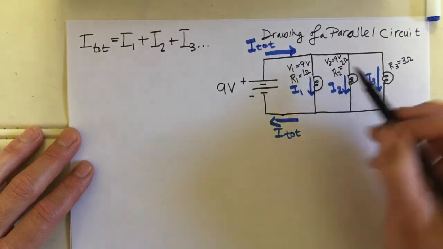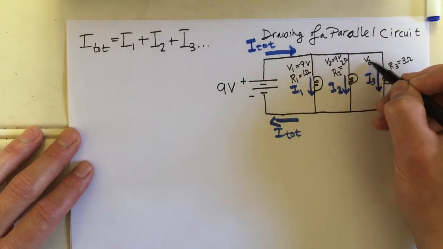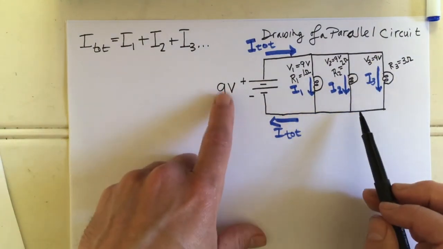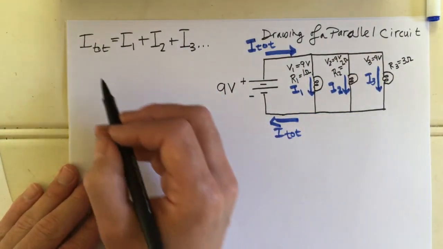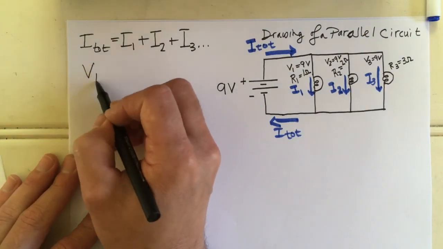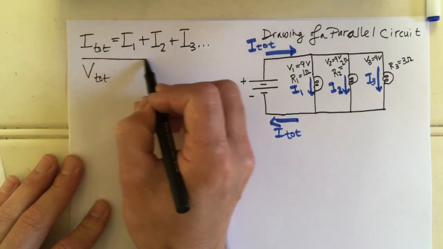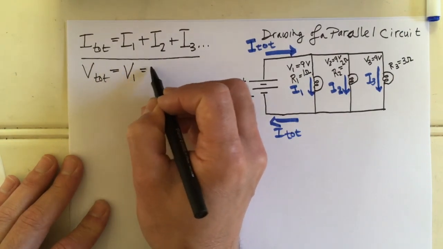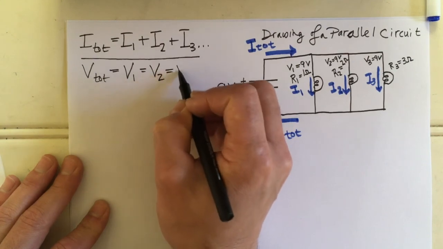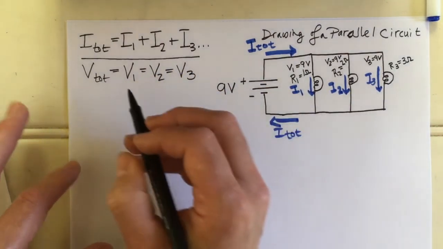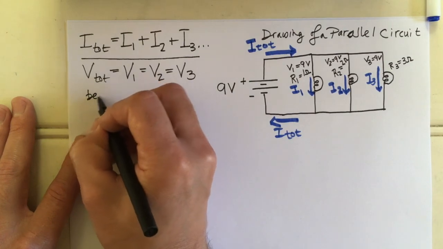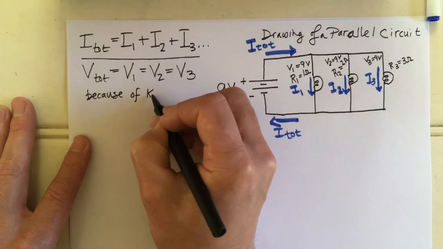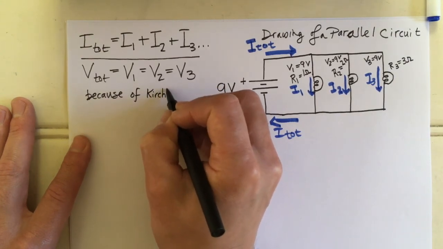Now this doesn't make this a magic battery, right? Because V3 is also 9 volts. And what I mean by that is this is not a 27-volt battery. So I am saying here then that V total, I'm going to draw a line right there, V total is equal to V1, is equal to V2, is equal to V3 because of Kirchhoff's loop law.